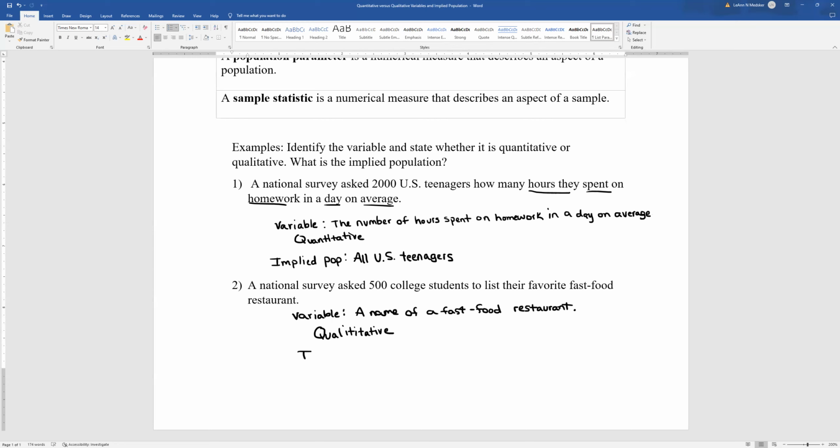And then the implied population from our survey, since they said they sampled 500 college students, is going to be all college students. So that would be the implied population.